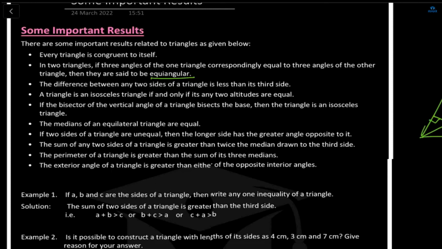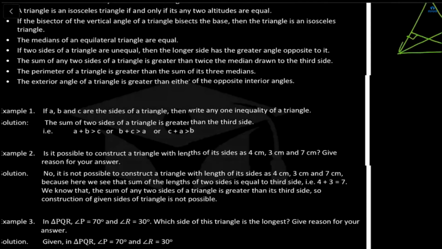The exterior angle of a triangle is greater than either of the opposite interior angles, because the exterior angle is equal to the sum of the two opposite interior angles. So if you compare the exterior angle with any one opposite interior angle, obviously it will be greater. Individually, if you pick one angle, it will be greater.